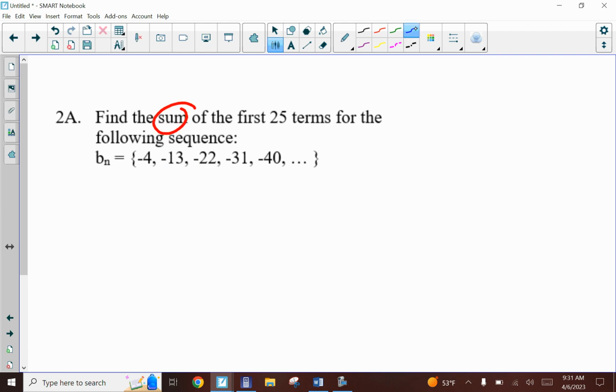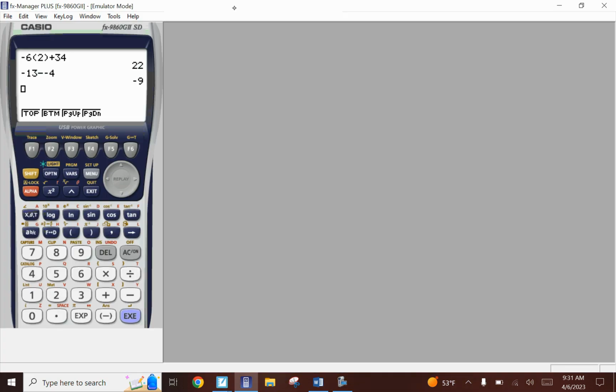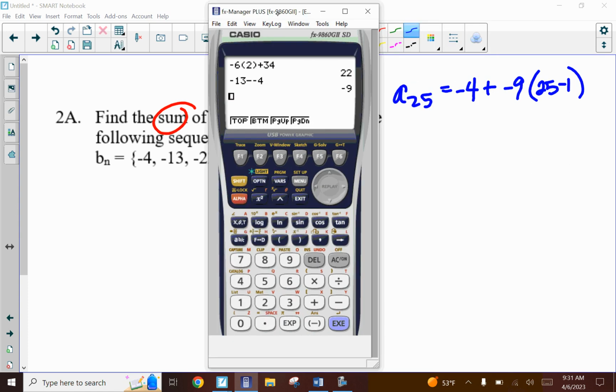Now, to find the sum of an arithmetic sequence, it requires that you know the first number and the 25th number. So the first thing we're going to have to do is find the 25th number. The 25th number is going to be the first number in the list plus the common difference, which we found was -9, times 25 minus 1. If we go into our calculators and type -4 plus -9 times (25 minus 1), the 25th number in this list is -220.